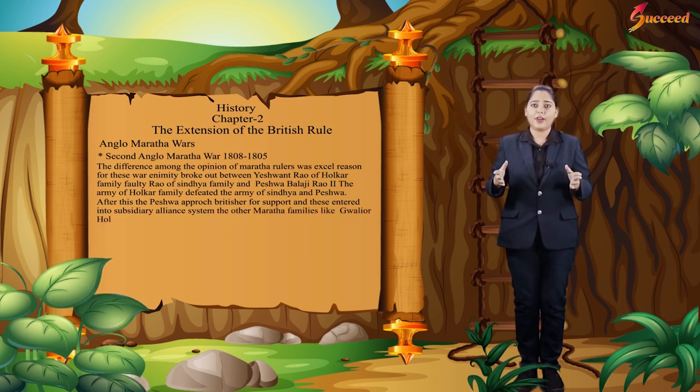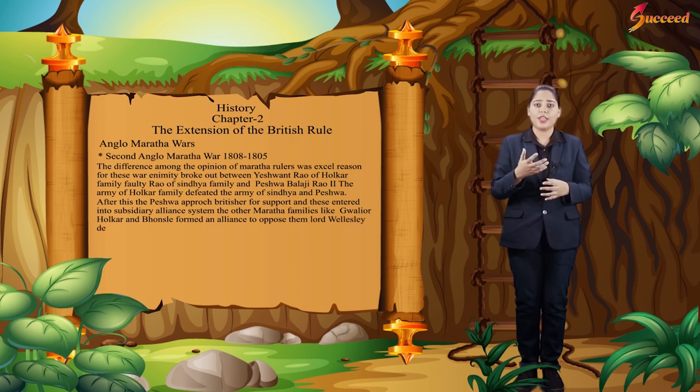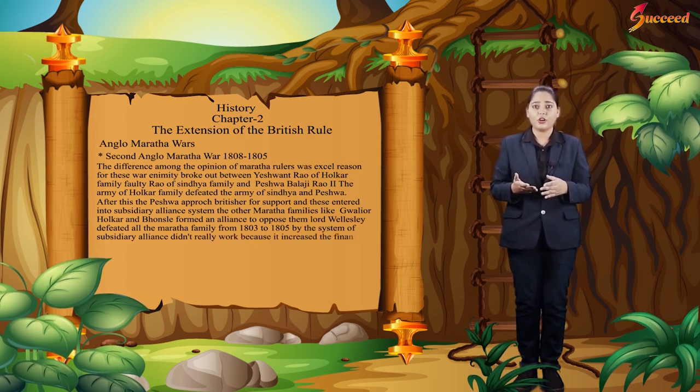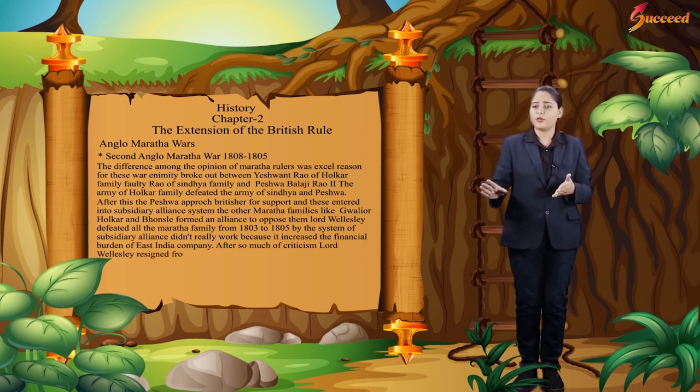The other Maratha families like Gwalior, Holkar and Bhonsle formed an alliance to oppose them. Lord Wellesley defeated all the Maratha families from 1803 to 1805. But the system of subsidiary alliance didn't really work because it increased the financial burden of the East India Company. After so much criticism, Lord Wellesley resigned from his post and returned to England.